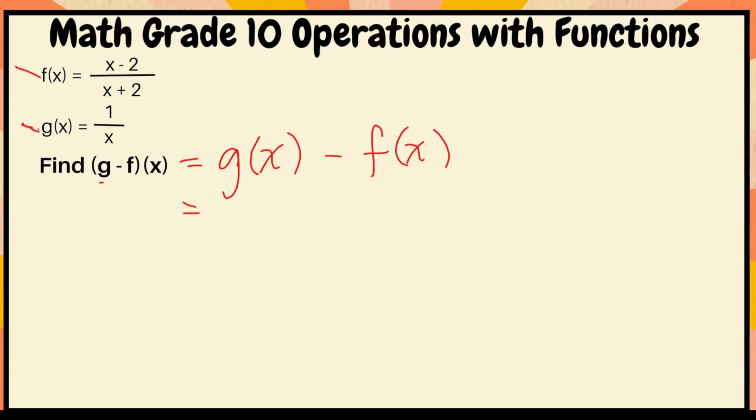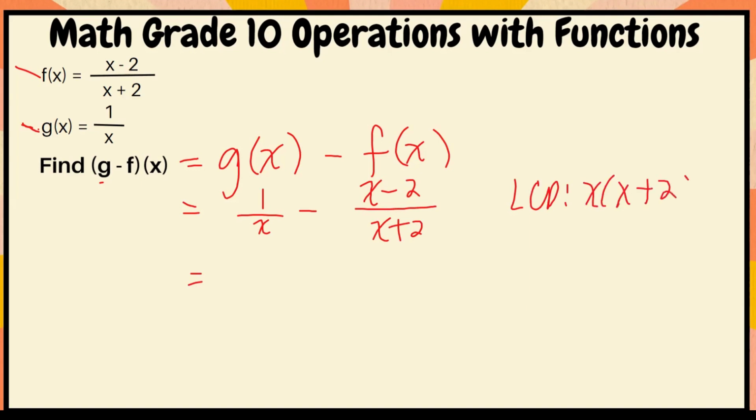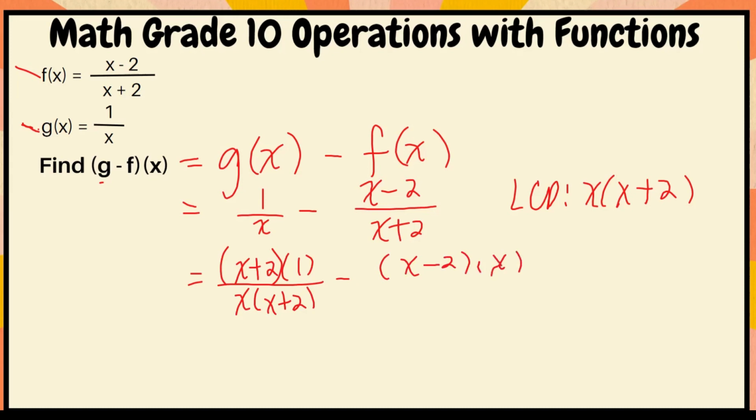So let's replace first. It's g of x, it's 1 over x minus x minus 2 over x plus 2. Since we all know the LCD a while ago is x times x plus 2, we are going to multiply. The first fraction is x plus 2 times 1, and the x times x plus 2 minus x minus 2 times the x, and the x times x plus 2.